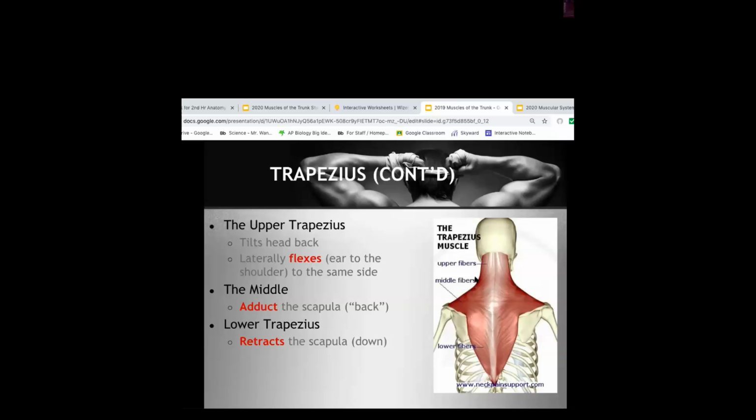The upper trapezius can flex the head laterally to the side when you isolate one side or the other side. The middle portion is drawing those shoulders backwards, and the bottom portion is bringing them down.